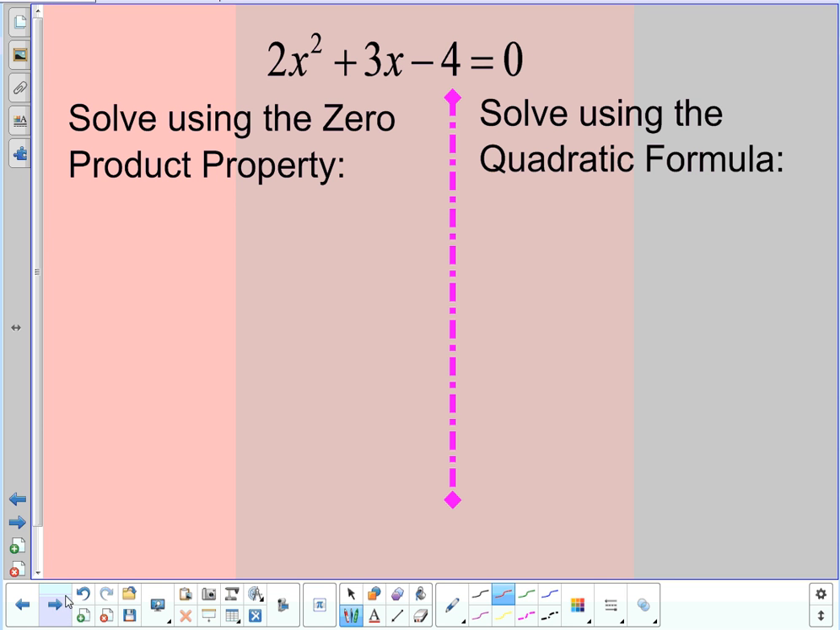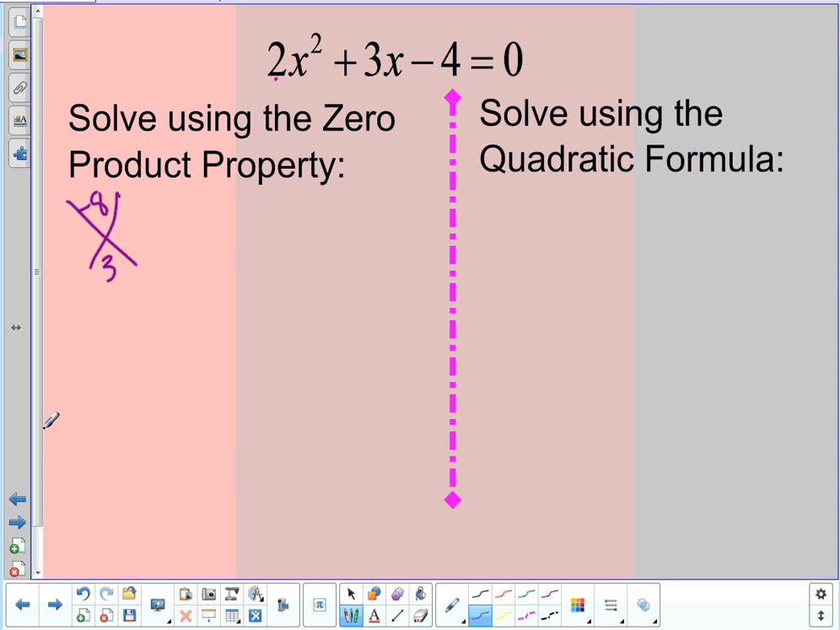So now let's flip over and do one more on the back. On the back, I have 2x squared plus 3x minus 4, and that's all equal to 0. So I'm going to start by trying to factor it. So set up your x here. 2 times negative 4 is negative 8, and the middle term is 3. So I want two numbers that multiply to negative 8 and add to 3.